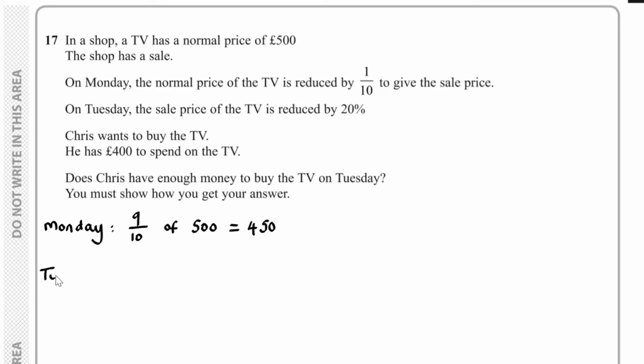And then on Tuesday, this price over here is reduced by 20%. So we've got 80% left over of this. So we've got 80% of 450. If we work this out, 80%, that's the same as 8 over 10. So we've got 8 over 10 of 450. So here we've got 45 times 8, that's 360.